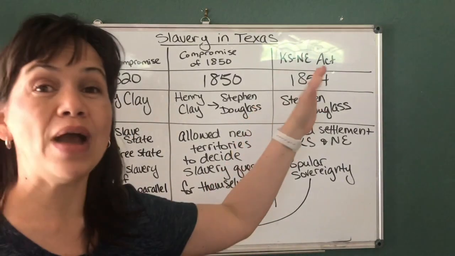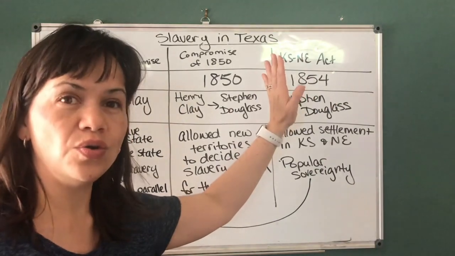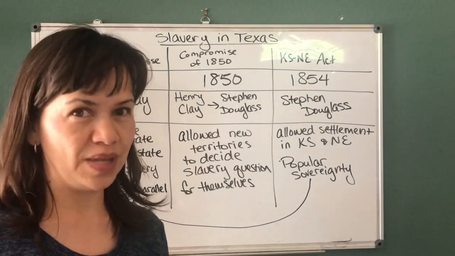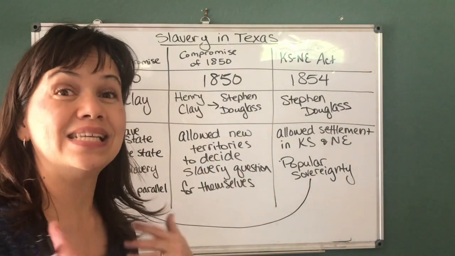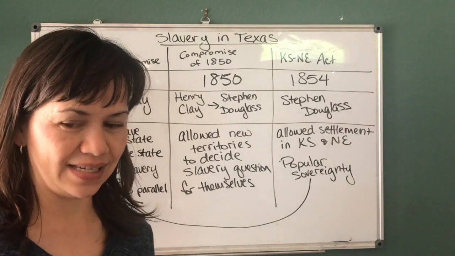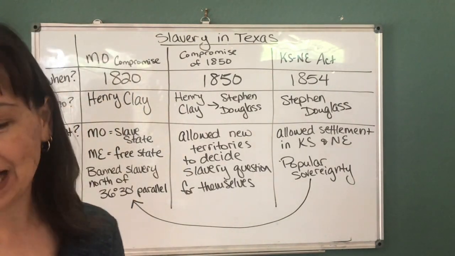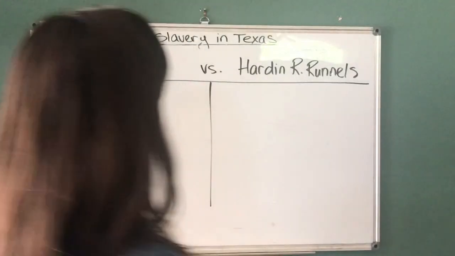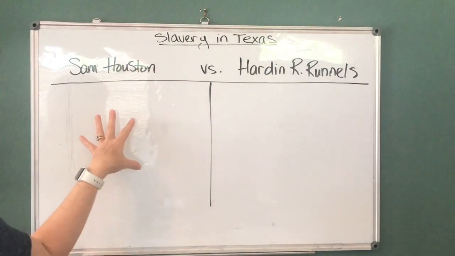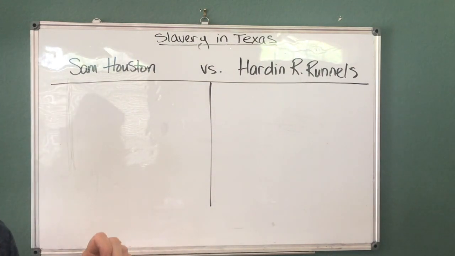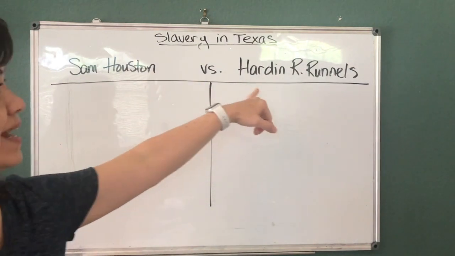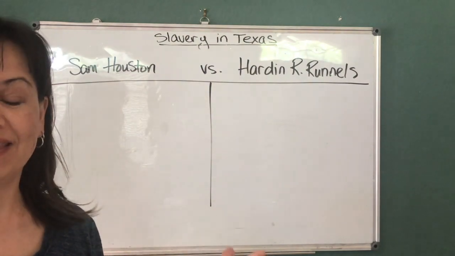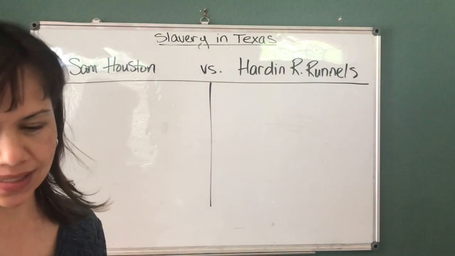And so once this went through, he decided to resign from the U.S. Senate, go back to Texas, and run as the governor of Texas. In his run for governor in 1857, he ran against a man named Hardin R. Runnels. And they had very different ideas.